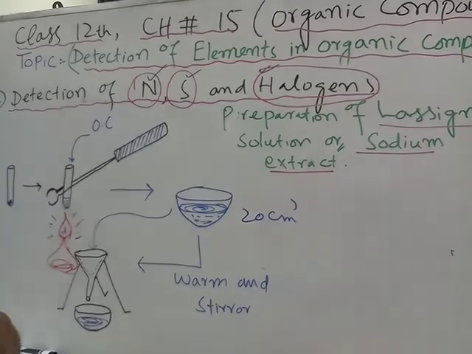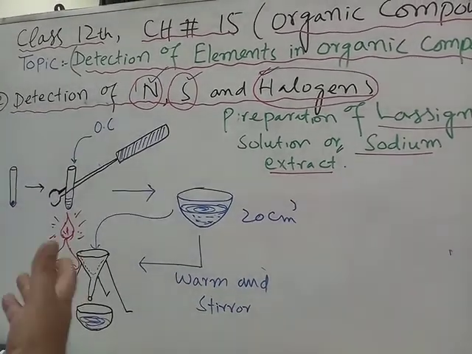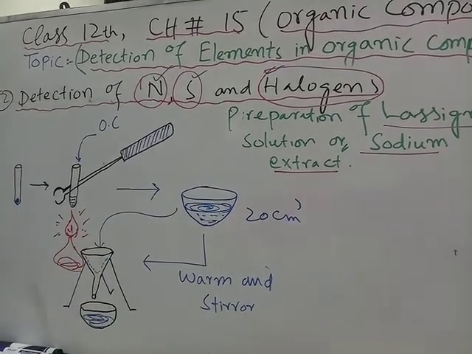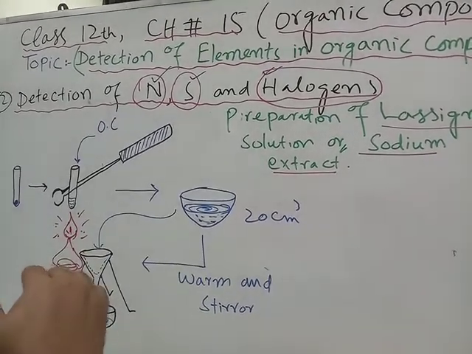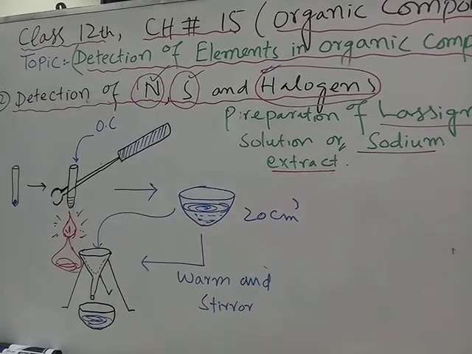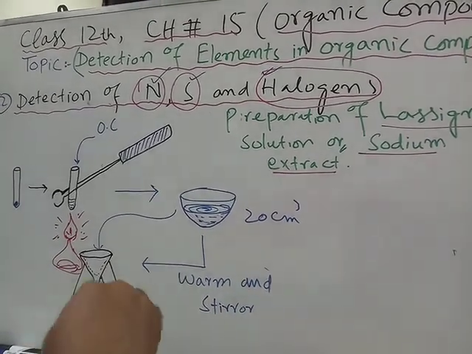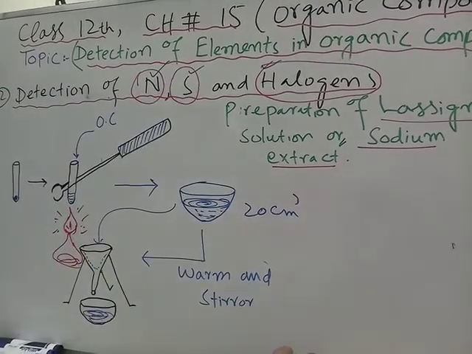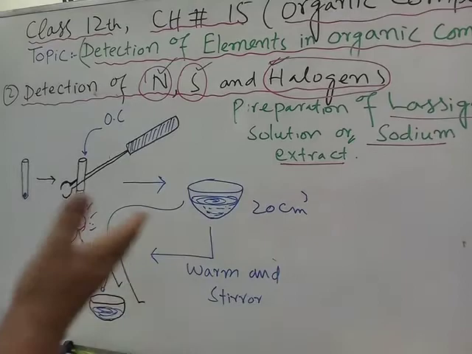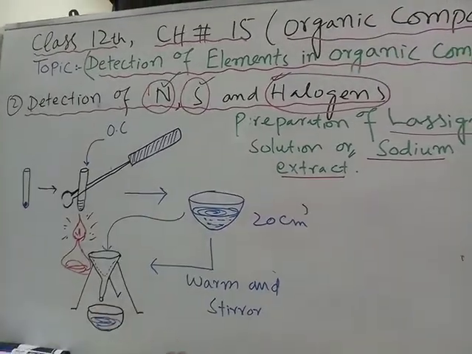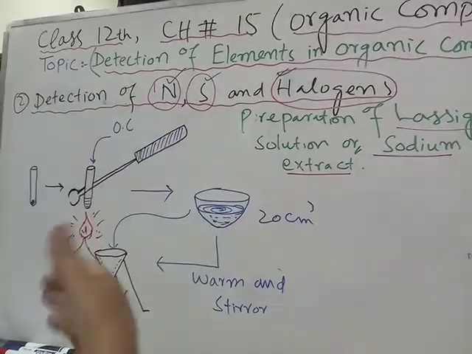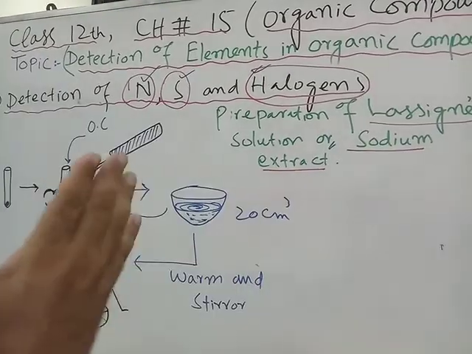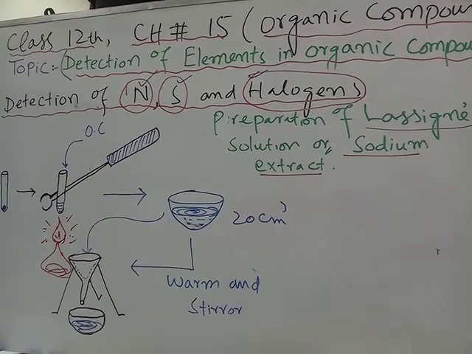When an organic compound which is covalent, normally insoluble in water, is reacted with sodium, its covalent bond system converts into an ionic bond system. Ionic compounds are mostly soluble in water. So the organic compound is converted into an ionic compound, and it gets dissolved in water, and then we can easily test it in an aqueous medium. This is the main purpose of the preparation of Lassaigne solution.